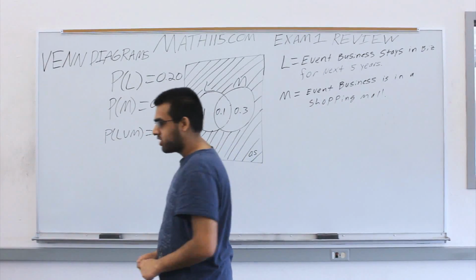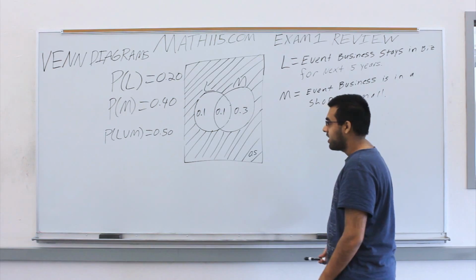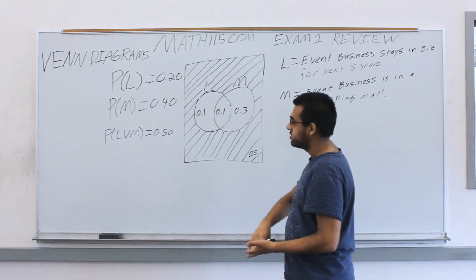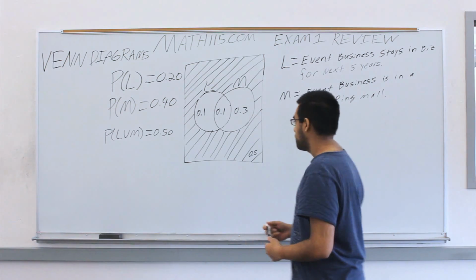Okay, so now let's go ahead and try part C. Part C gives you this shaded diagram right here. What you have to do is first describe the shaded region in words, and then also describe the shaded region in symbols. So let's start with in words.